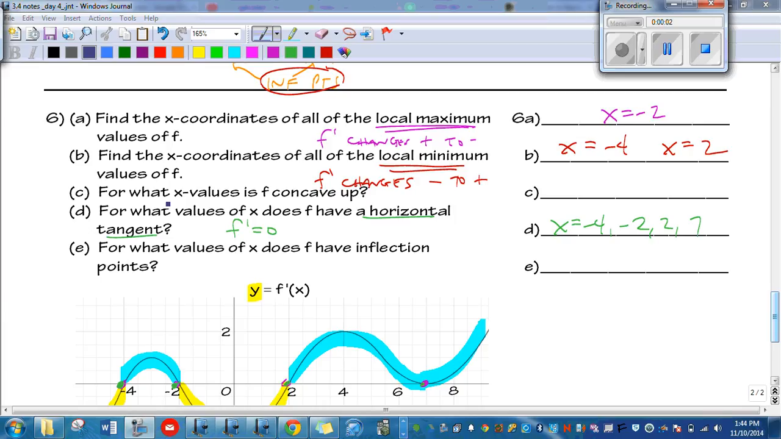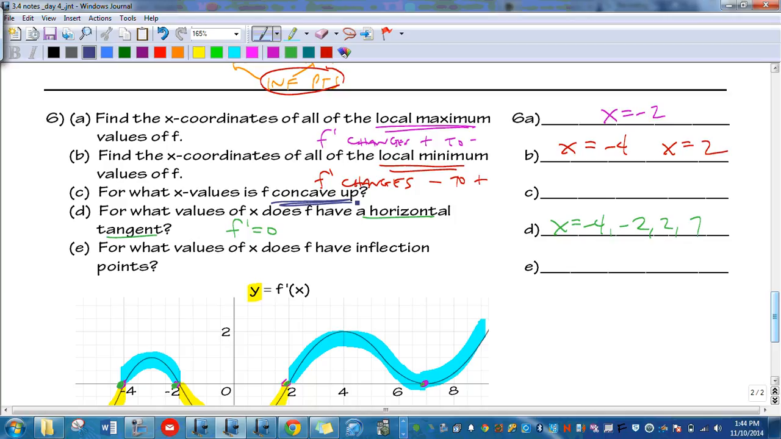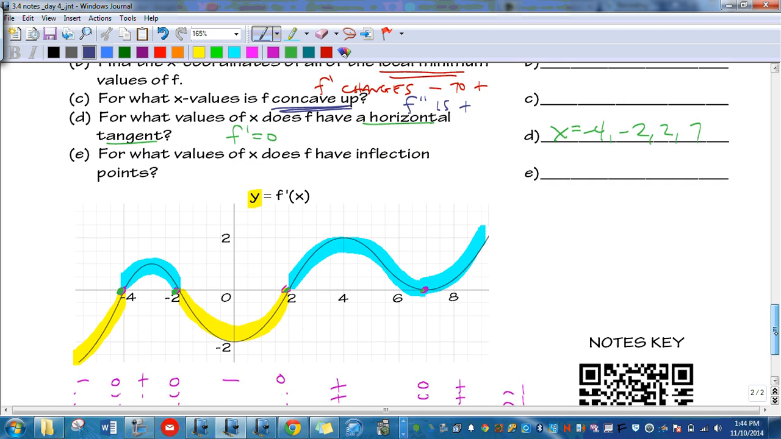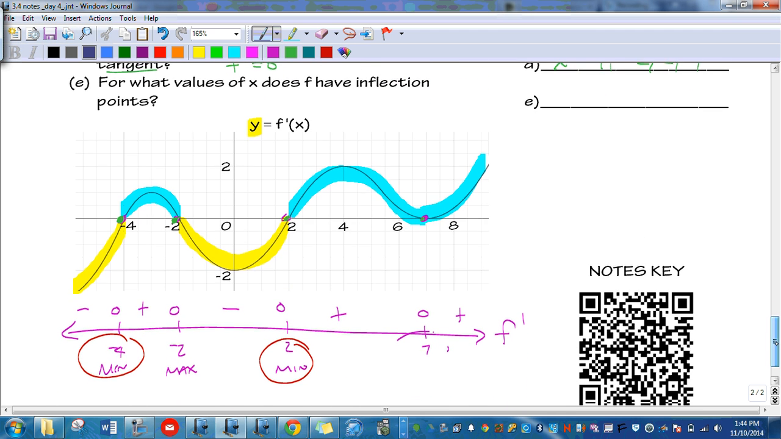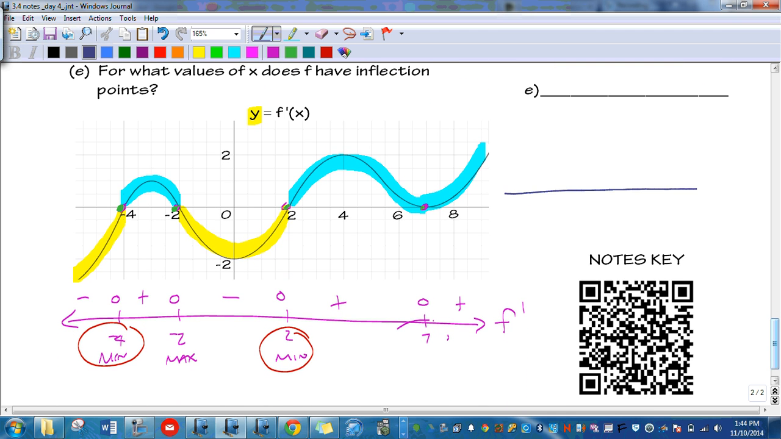Part C, it's asking for what x values is f concave up. So to be concave up, that means the second derivative must be positive. But we're only given the graph of the first derivative, so we have to somehow come up with information about the second derivative from this graph. Well, second derivative is just the derivative of this.